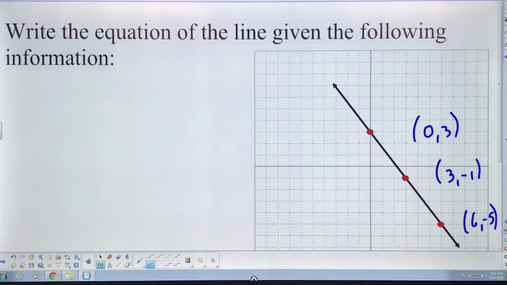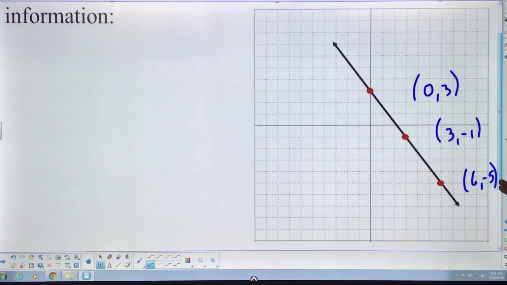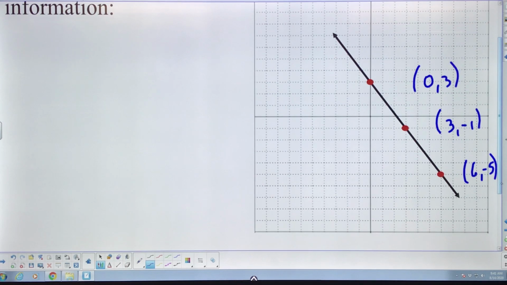Write the equation of the line given the following information. So in this particular picture, they gave me a picture, and it's got some points on it, and so that's what I've got. I could find the slope with the formula. Either these 2 points, these 2 points, or these 2 points. I can find the slope with the formula.